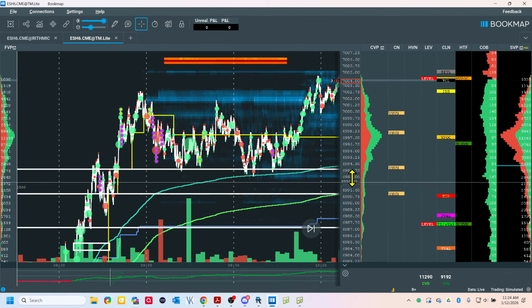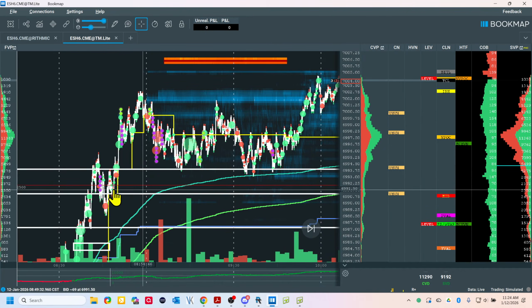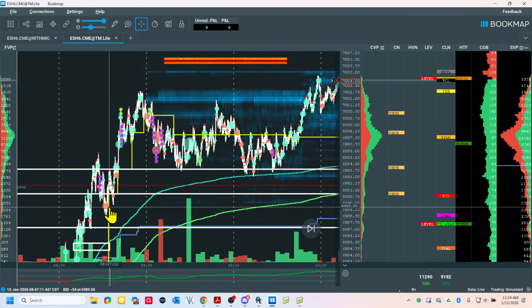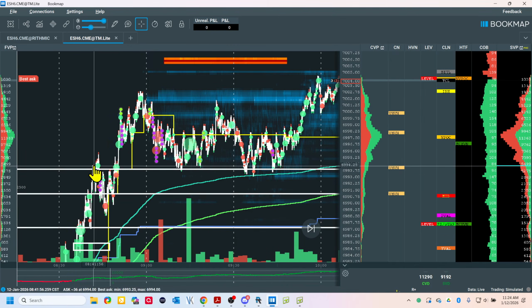It's structure, guys. Where's my indicator? I don't have one. What I have is participant behavior. I have a sweep. I have absorption. This is all order flow. I have my buyers. No clue because my sellers are here. There's the absorption from the sellers.